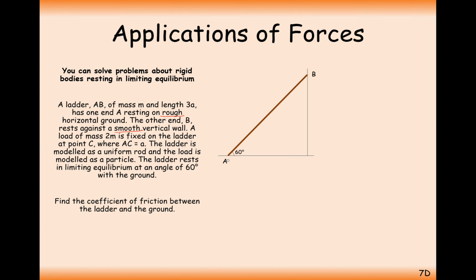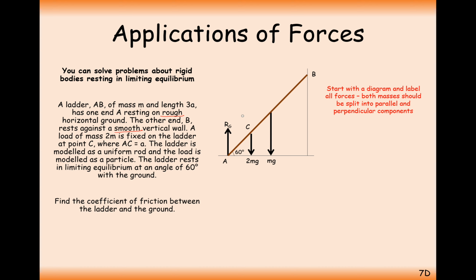So this is our scenario here. We have a ground and a wall. They will obviously meet at a right angle. The ladder is at 60 degrees to the horizontal. Halfway up that ladder will be the weight force of the ladder, that's mg. And we have the load at C, which is 2mg, that's the distance a away from A.